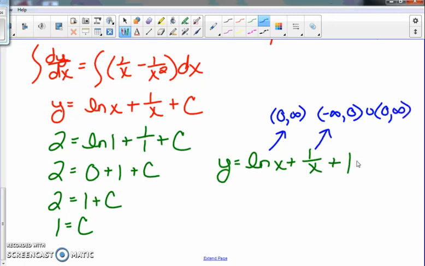And then 1, there is no domain restriction on 1. So we want the restriction that includes both of these, so that would be this one, because if we use negative infinity to 0, we would not be able to evaluate the natural log function. So all that means is, once you come up with your particular solution, if there's a domain restriction, just make sure to slap it onto the end there.